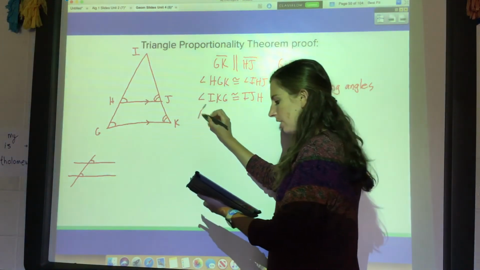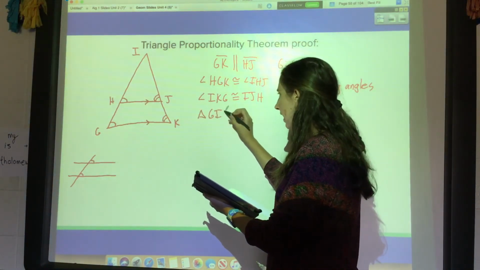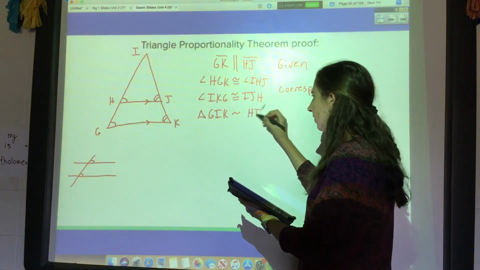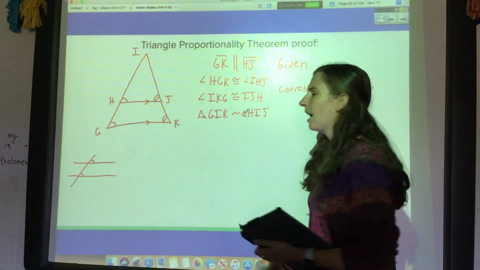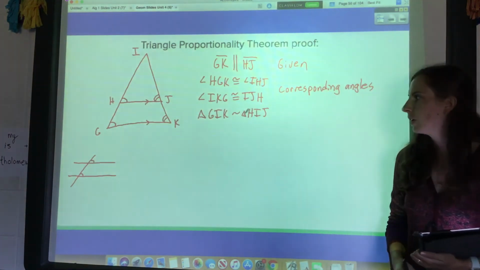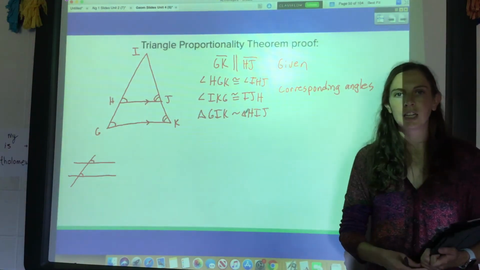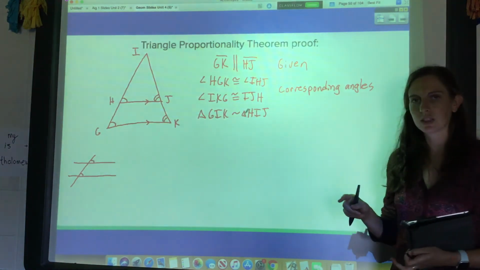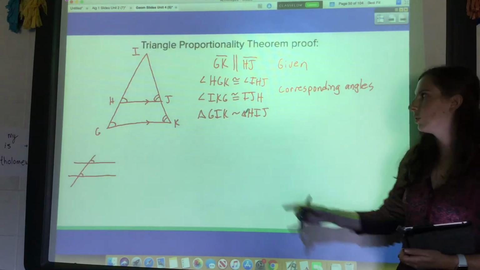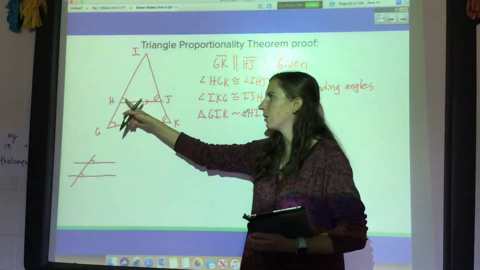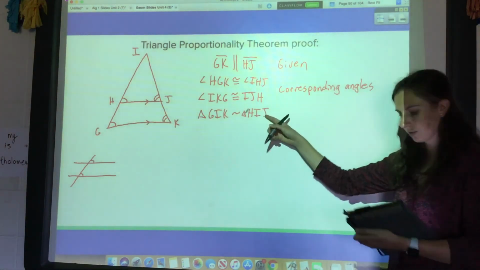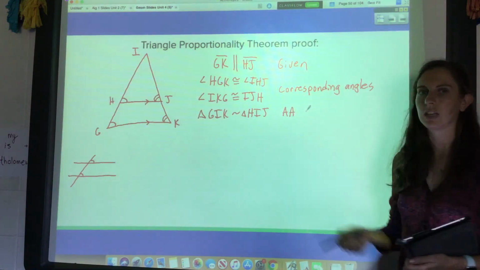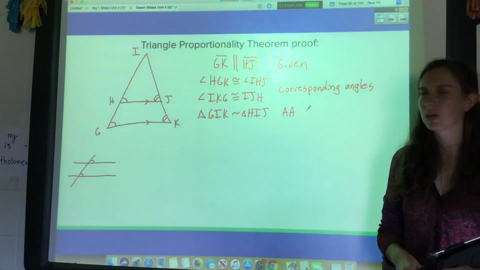Next, I know that triangle GIK is similar to triangle HIJ. How do I know that? Remember, if you're going to say they're similar, you have to use one of the three properties, either angle-angle, side-side-side, or side-angle-side. In this case, it would be angle-angle. I have a pair of angles here and a pair of angles here, so the reason I know this is because of the angle-angle similarity postulate. Postulate just means theorem or property.